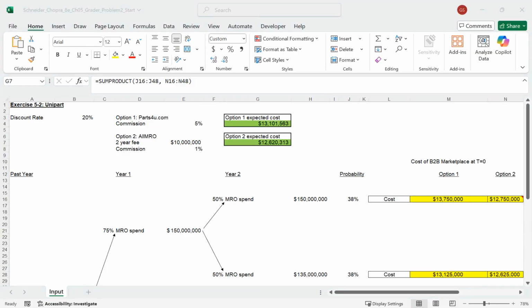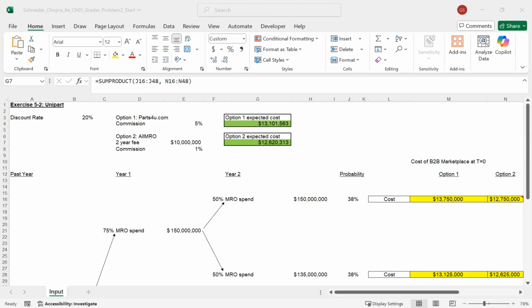Well, we're dealing with uncertainty and risk. There are so many fluctuations in this MRO spending, and to handle this, we have to use our decision tree. Each year's spending levels branches into scenarios with probabilities. We applied our discounted cash flows. Costs in year 2 are reduced to present value because, as we are reminded, $1 today is worth more than $1 tomorrow.